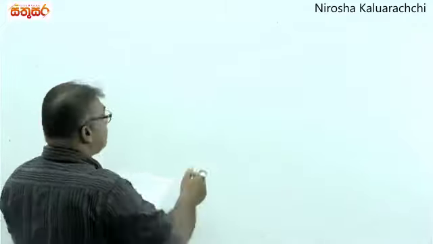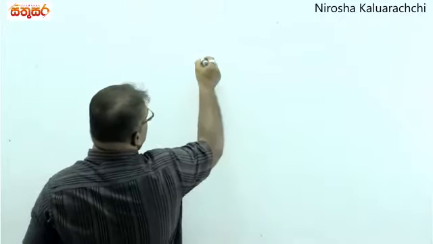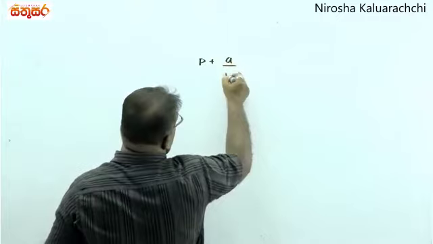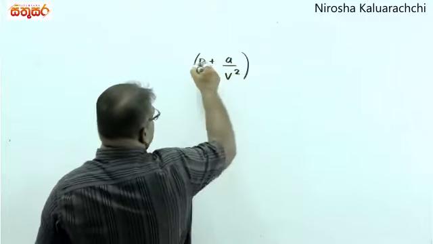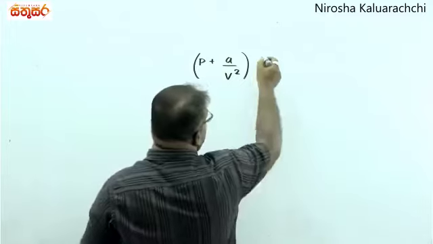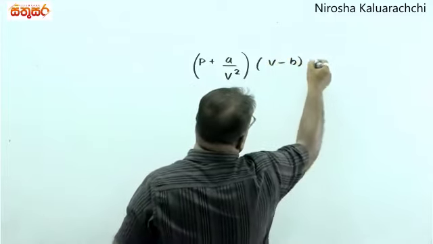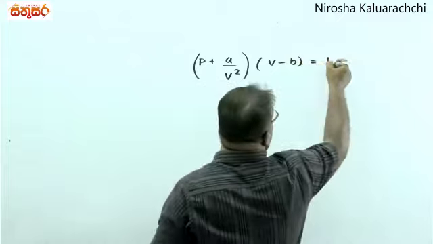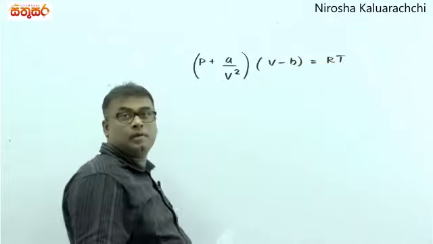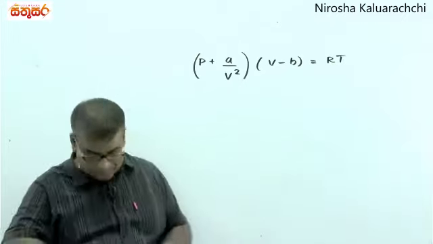Right. Let's start the discussion of Mind Booster, paper number 2. Okay, question number 1. The equation of state of some gases is given as (P + A/V²)(V − B) = RT. This is the mentioned equation.